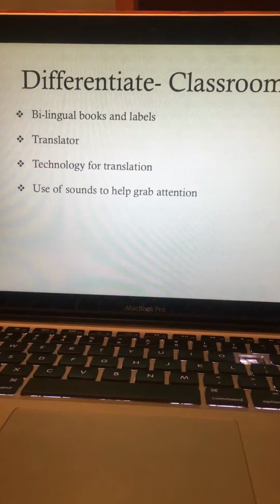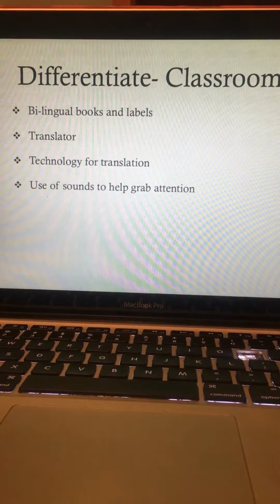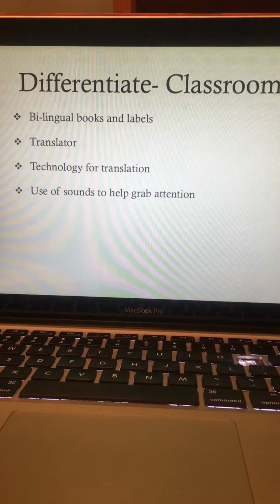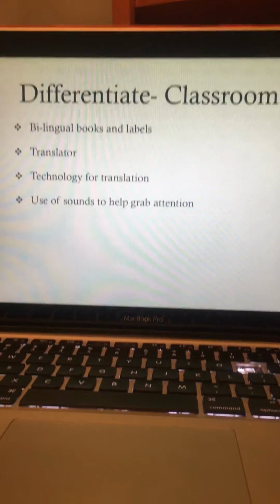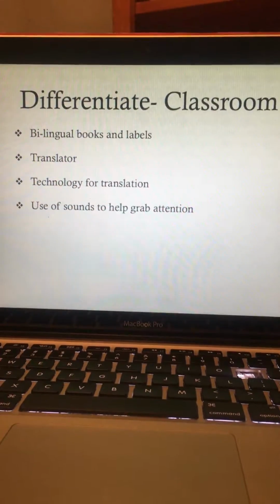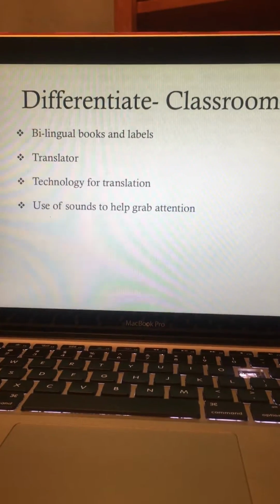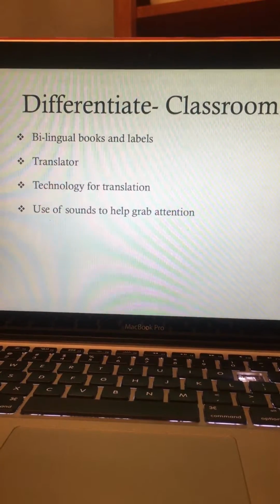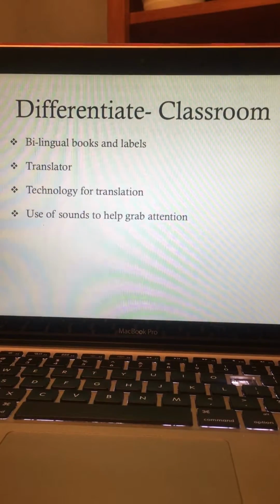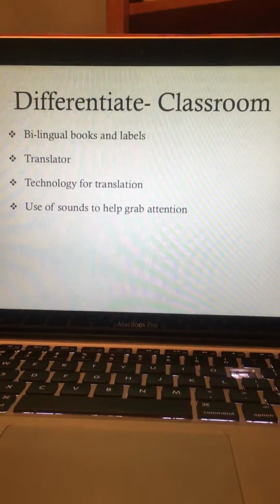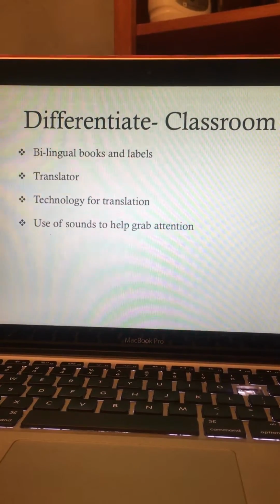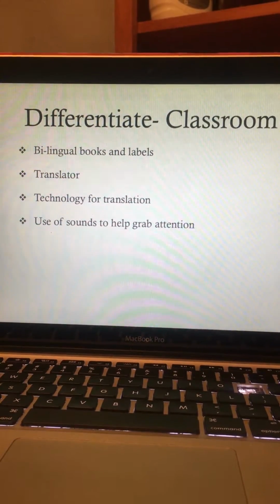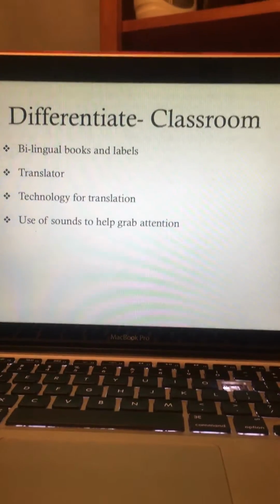To differentiate the classroom, I would have bilingual books and labels. I will be honest, the bilingual labels was something new to me. I had never thought of this. I have never crossed it before, but it's genius. It's a simple thing, but it's actually really, really helpful for her. Just gives her another way to be successful in my classroom.